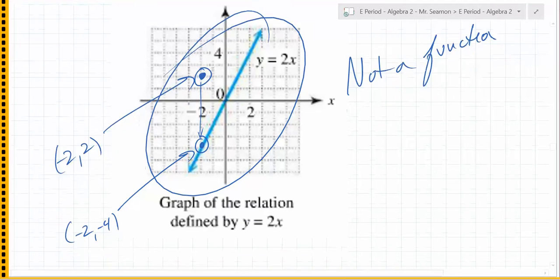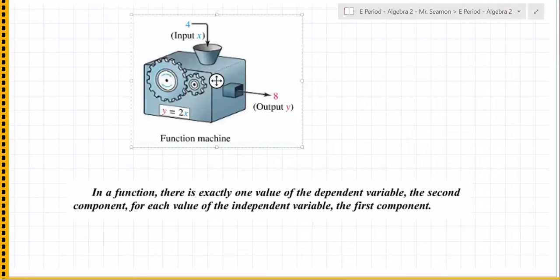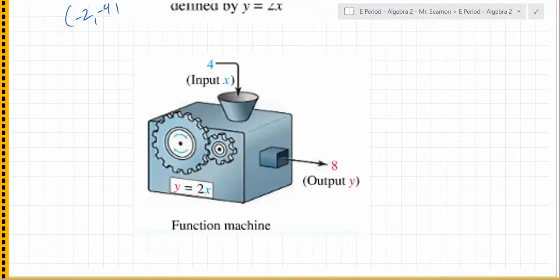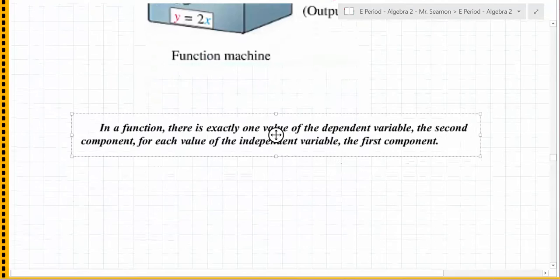Exactly. Sometimes you see this picture, which I like putting in mainly because I can't draw the function machine myself. Sometimes you see this as the visualization of a function. A function is just something that does something to inputs. You plug in 4, you multiply it by 2 as the function machine, and what do you get out? 8. Because the function is y equals 2x. You see the function right there? I'm not too good at drawing the gears, so I just like putting it in.